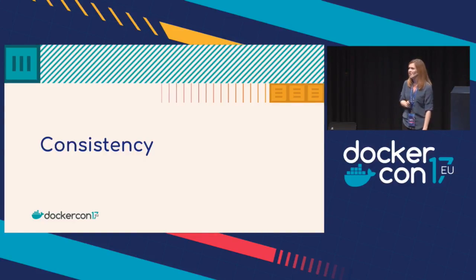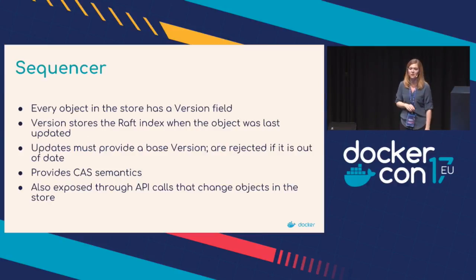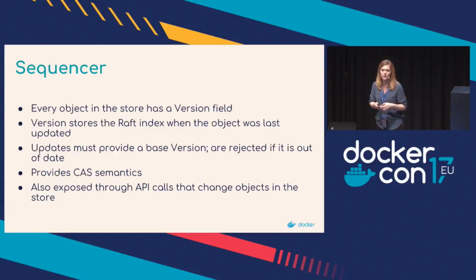Consistency is also another problem that needs to be solved, especially when you're running multiple workers, multiple managers. And one way that this issue of consistency is solved is with the sequencer. So every object in the store has a version field, and this version field is the Raft index. And like we just saw in the demo earlier, this Raft index is referencing the election cycle of the time that the object was last updated and committed to the Raft log.